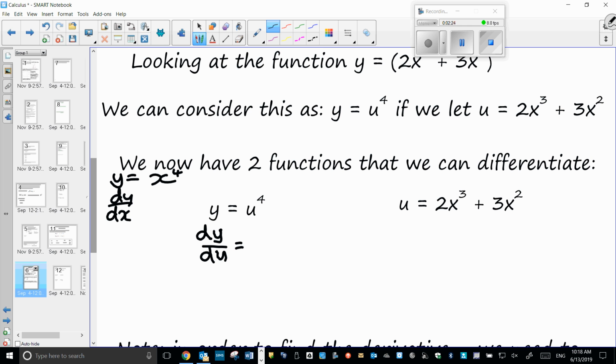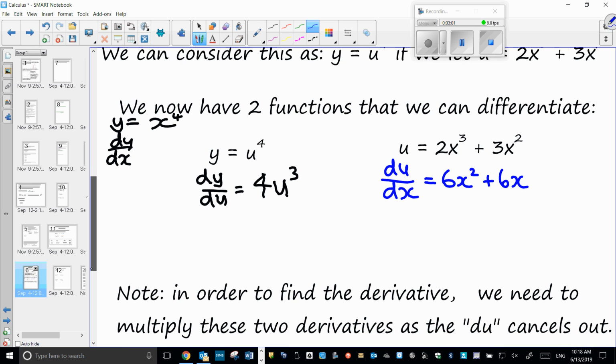My derivative is going to use the same method that we had before. So u to the power 4 would become what? Very good. Now, u is 2x cubed plus 3x squared. So how am I going to differentiate this? I'm going to write what? Nice. And the method is as normal. So that's 6x squared plus 6x.